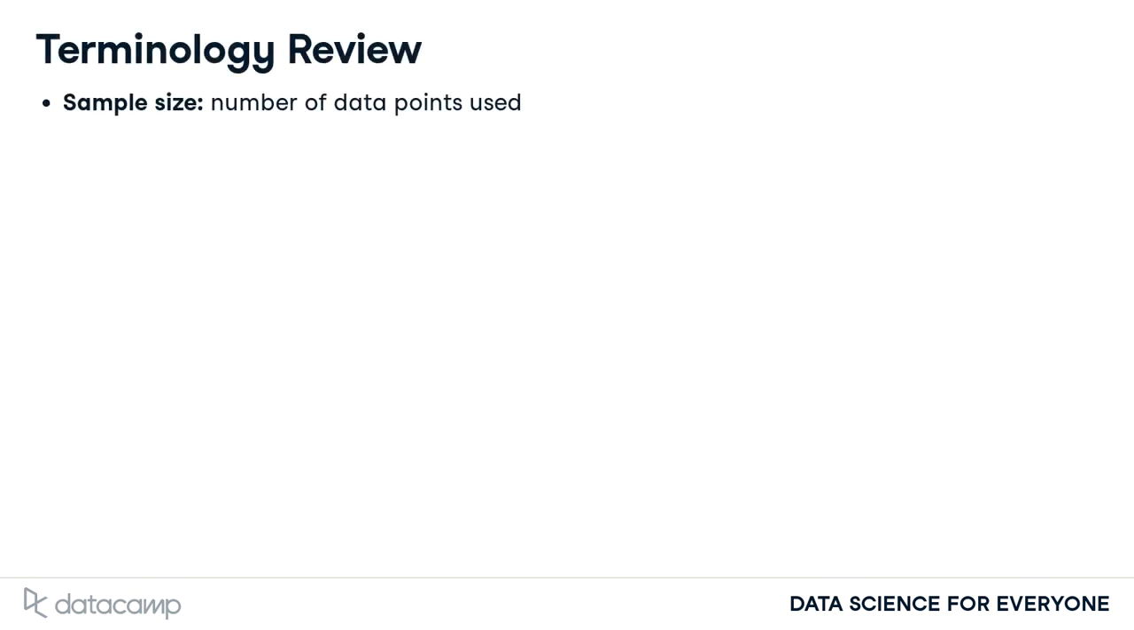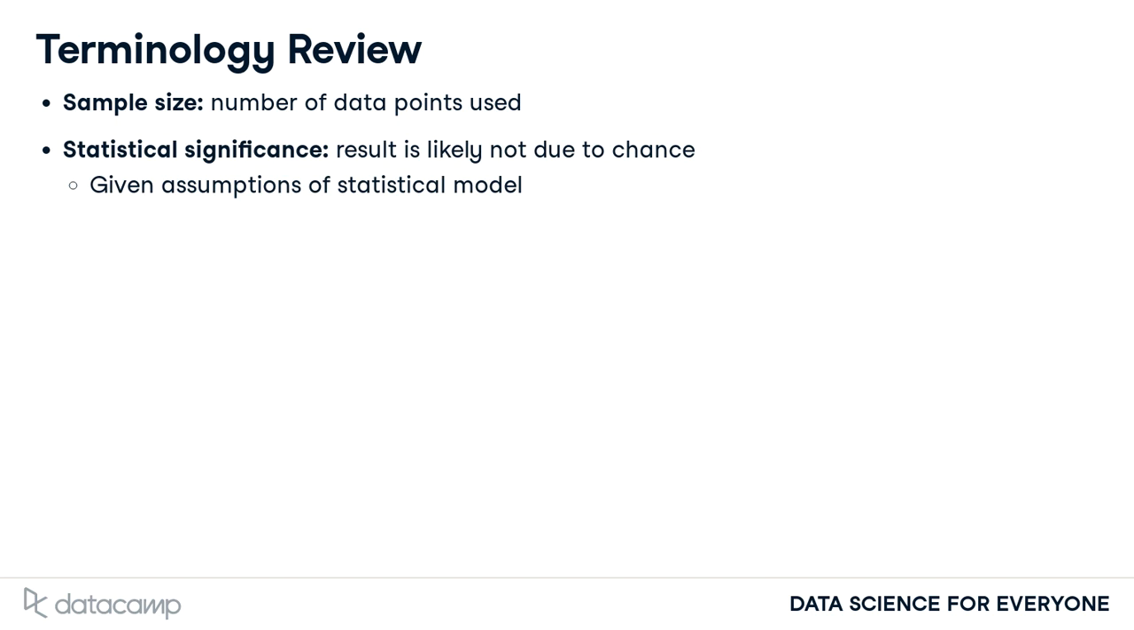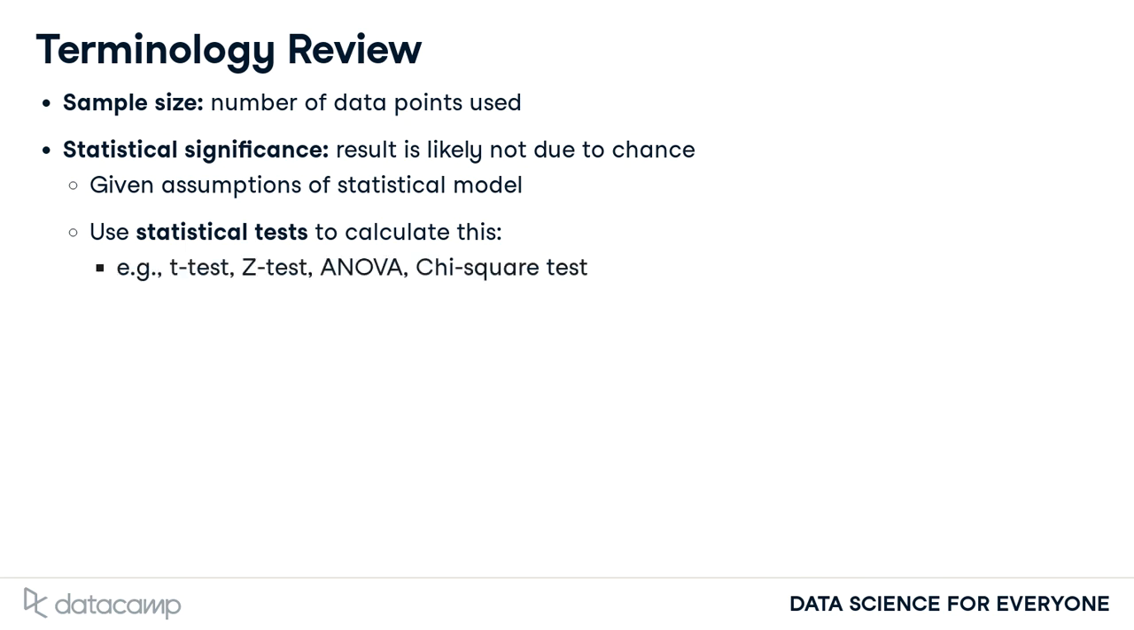Sample size is the number of data points used. In data science, you'll hear, "Are your results significant?" A statistically significant result means that your result is probably not due to chance, given the statistical assumptions made. Statistical tests help determine this, and there are many to choose from.